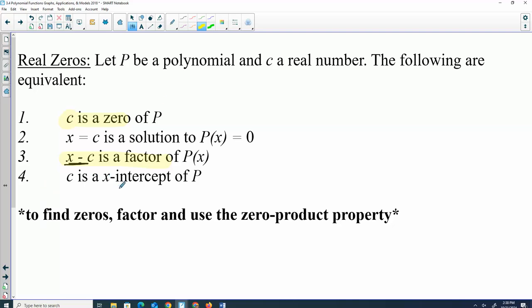In terms of a graph, a 0 is an x-intercept, because it's a place where y is equal to 0. So it's where it hits the x-axis. We are going to be using that a lot tomorrow when we actually start graphing this.